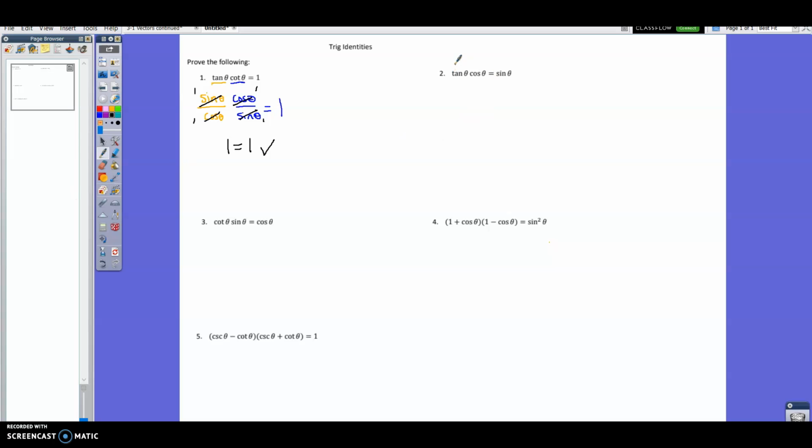Okay, number 2, we're just trying to show that tangent times cosine equals sine. So just like number 1, we want to rewrite everything in terms of sine or cosine. So tangent we can rewrite as sine theta over cosine theta. And cosine is already a cosine, so we're just going to rewrite that as cosine over 1.